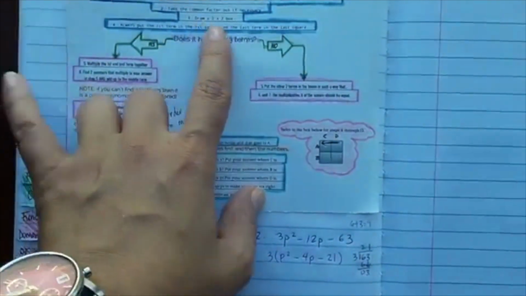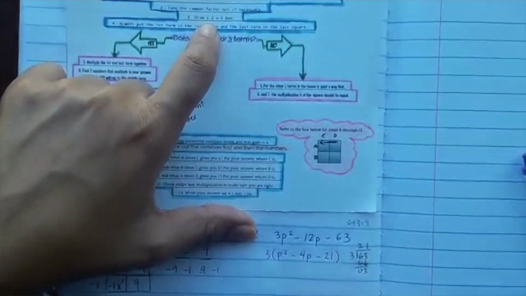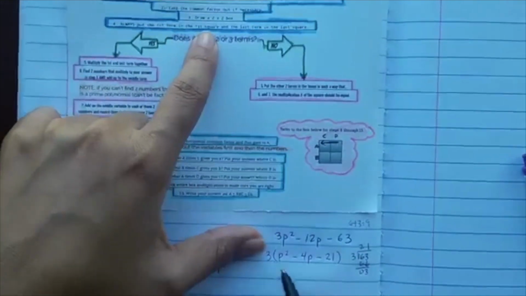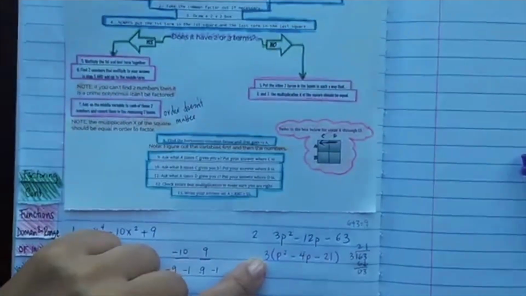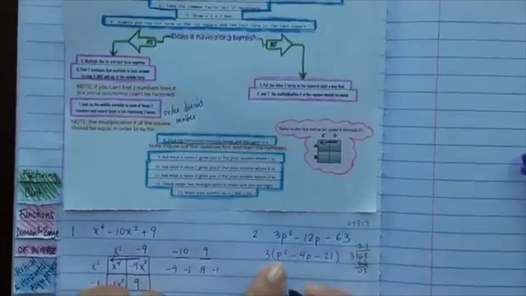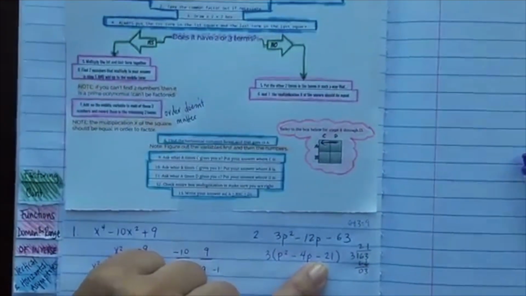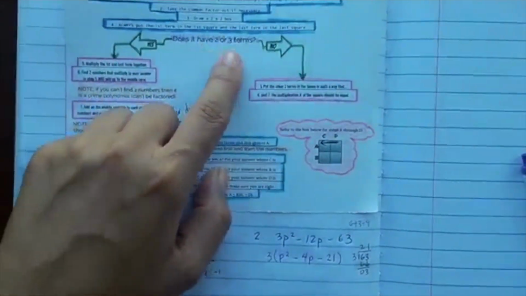Alright, so 3 terms, yes or no, it does. So we're going to go to the left. So you draw your 2 by 2 box. Put the first term in the first box, which is now going to be p squared. 3 is going to be in your answers, one of the factors. So now this is what's left, this parentheses. So p squared in the first box, negative 21 in the last box.